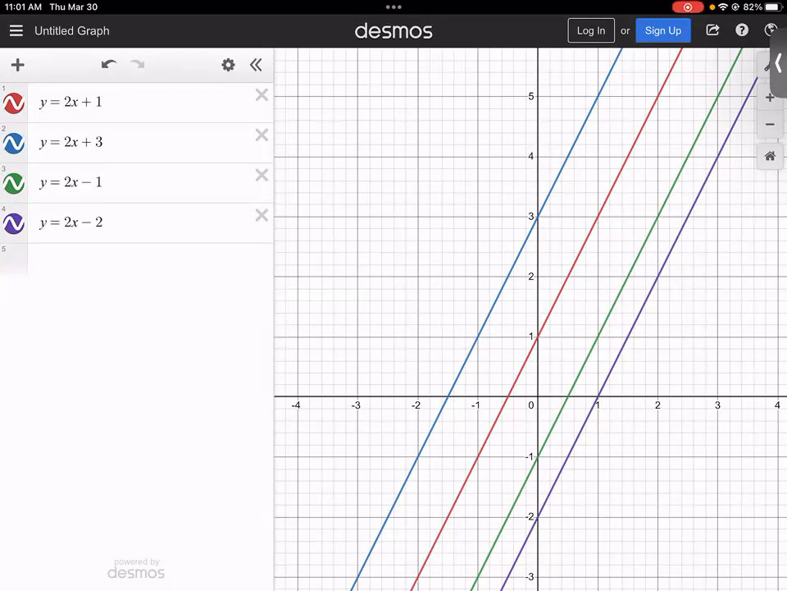The y-intercept? Okay, so we have different y-intercepts, right? All of these are hitting the y-axis at different places. What else do you notice? Oh, so he's noticing whatever the plus number is, that's where it's hitting the y-axis. Is there anything that's the same about those graphs? Okay, so these all have 2x right here, right? Do you think that means anything?